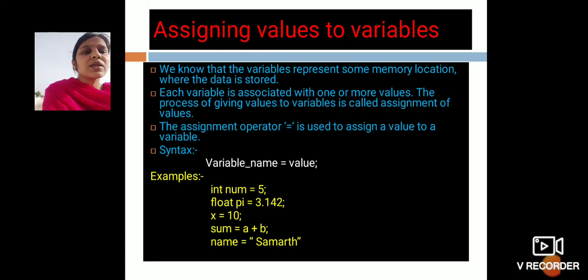Similarly, I have given a few examples, that is int. Here I have mentioned the data type. You can also write in this way. Int is the data type, then you can write the variable name and you can mention the value equals to 5. So in this list, similarly I have mentioned a few examples. You can just go through these examples.